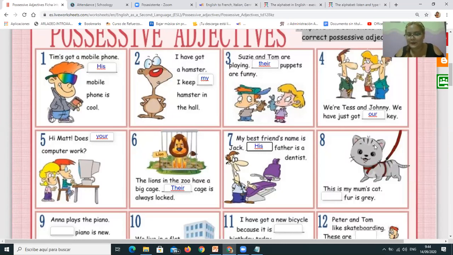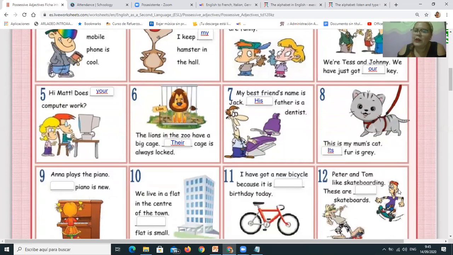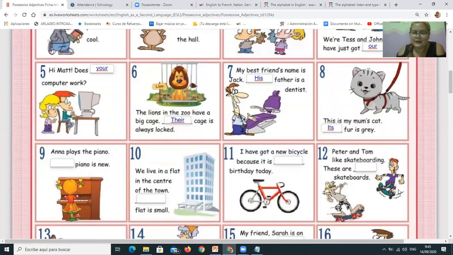Number eight. This is my mom's cat. Fur quiere decir pelaje, o sus pelitos, sus vellitos. It's gray. What are we talking about? We say it. Exactly. It's because I'm talking about the cat, right? We're talking about the cat. Its fur is gray. Su pelo es gris. Su pelaje es gris.